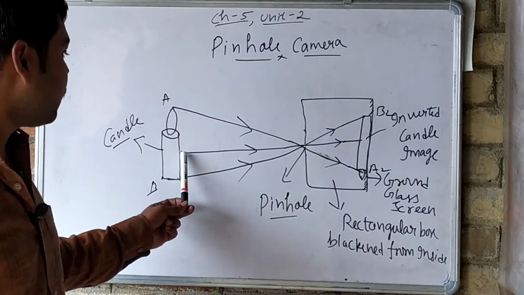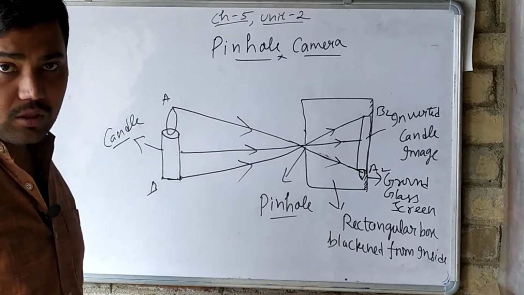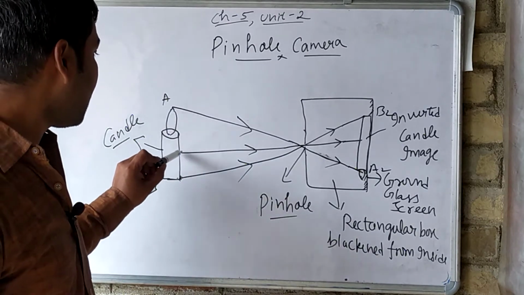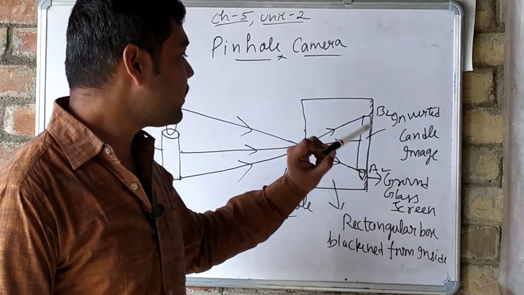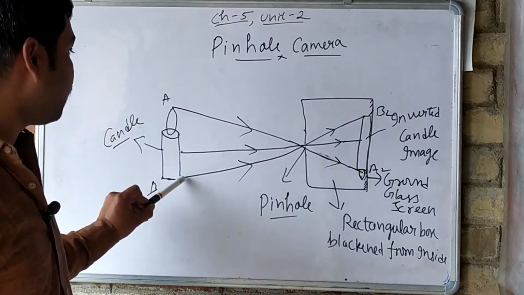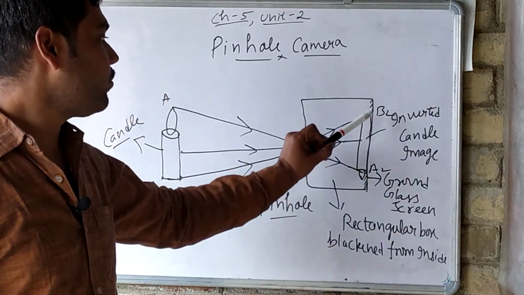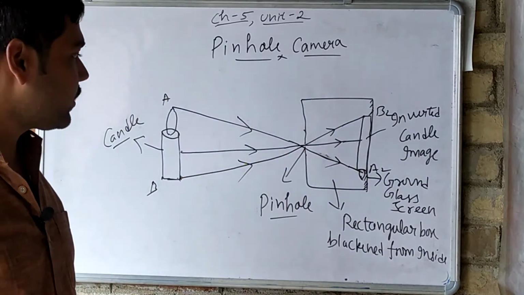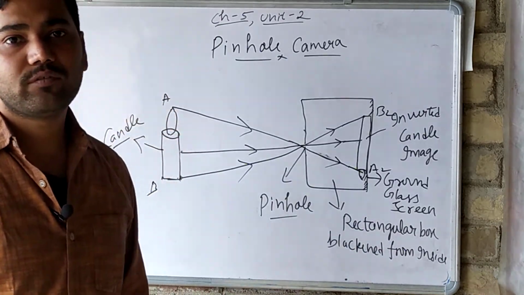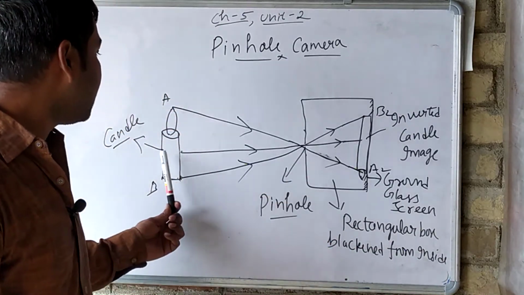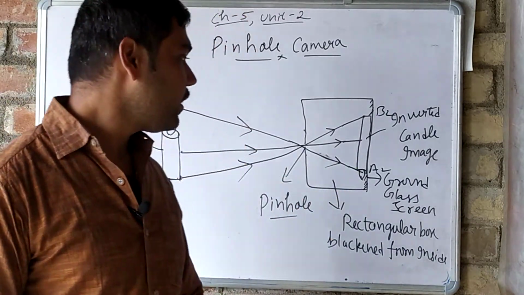Because of this emitted light, there is brightness in the whole body. The light coming from here will pass through this pinhole and fall on the ground glass over here. And the light coming from here will pass through the pinhole and fall here on the ground glass. We know that the box is blackened from inside. So what we will see is that the image of the candle forms on the ground glass.